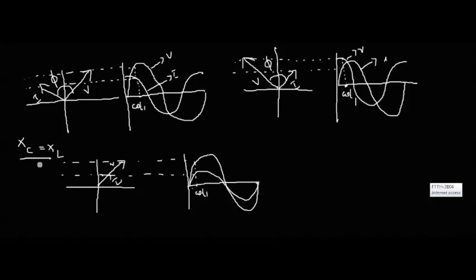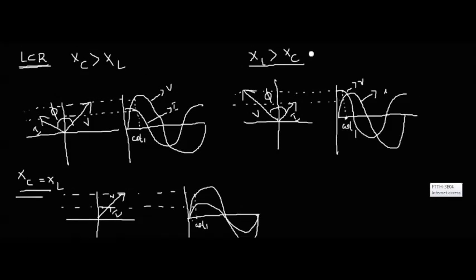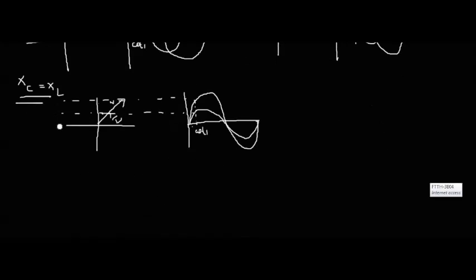So with these three conditions, the nature of a series LCR circuit will change. When Xc is greater than XL, it will be capacitive in nature; when XL is greater than Xc, it will be inductive in nature; and when they are equal, it will be resistive in nature.